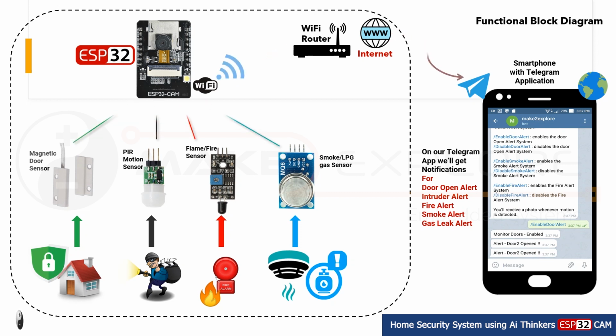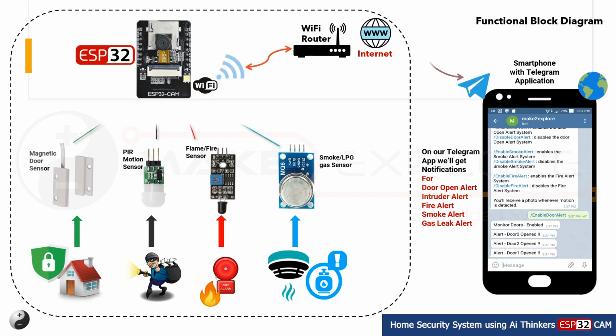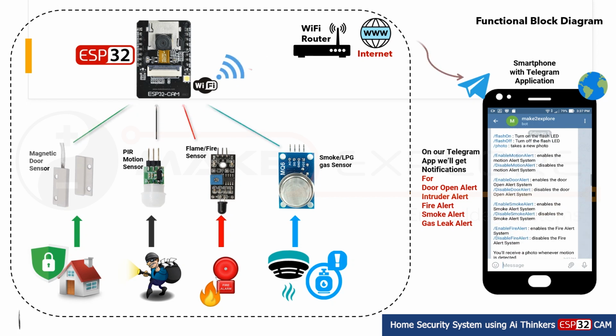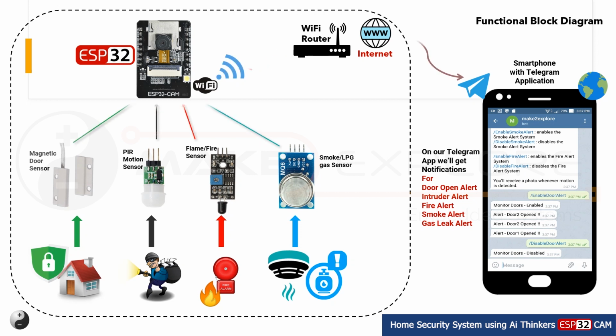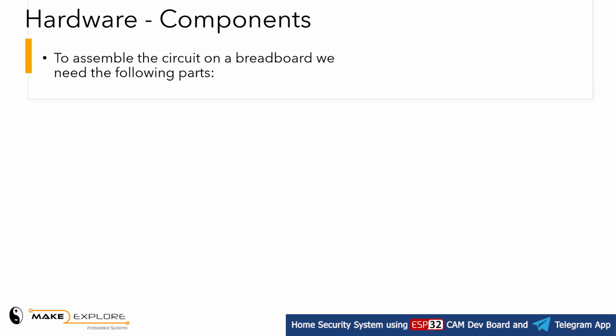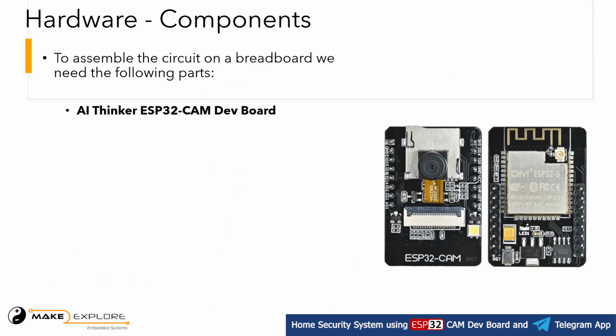You can see here, note, if we give a command like monitor doors, we are simulating here, then we will get door notifications. So this is all about the functional block diagram, how this project works. Now let's see about the hardware part. So to assemble this circuit on a breadboard, we need the following parts: AI Thinker ESP32 CAM development board.